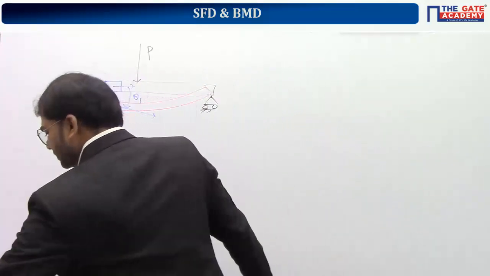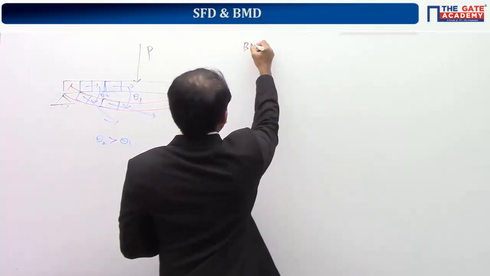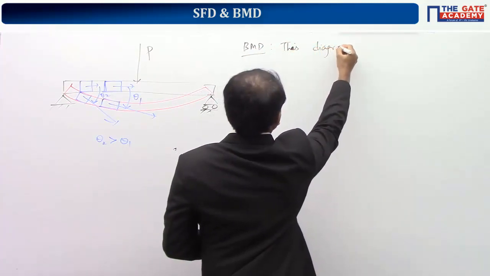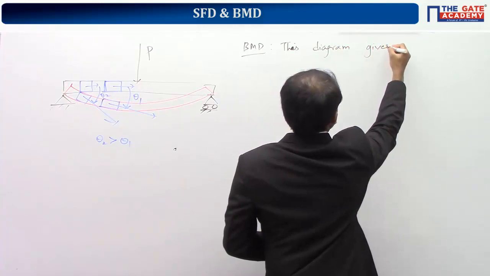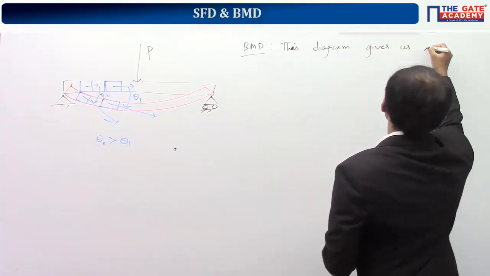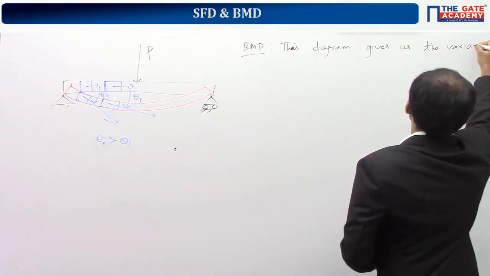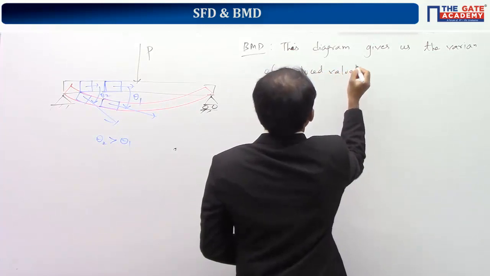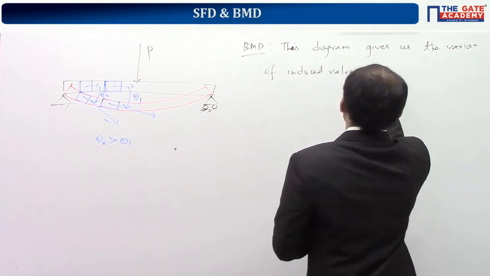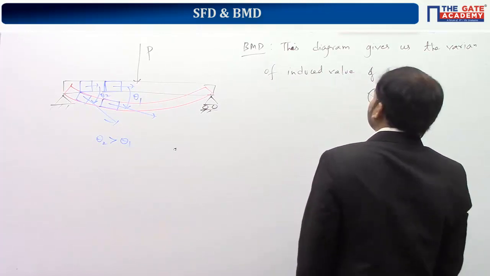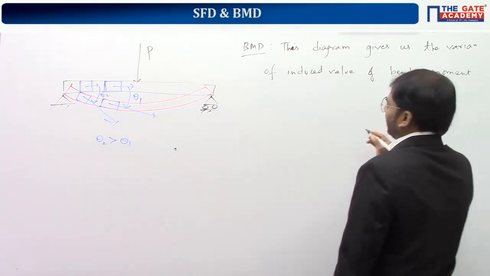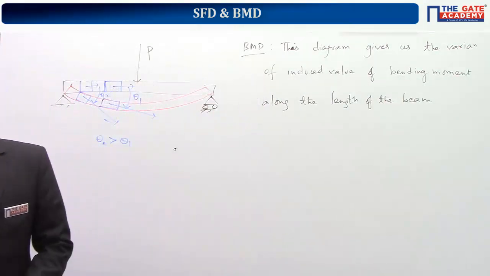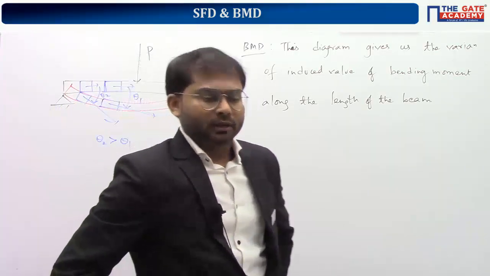Yeah, you can copy this definition. Bending moment diagram: this diagram gives us the variation of induced value of bending moment along the length of the beam. Induced value of bending moment along the length of the beam. Okay. Can everyone copy?